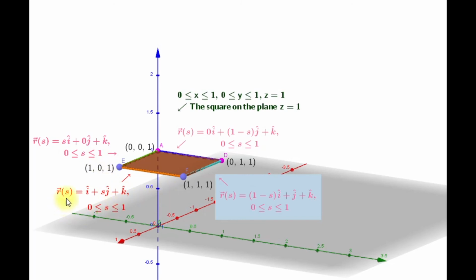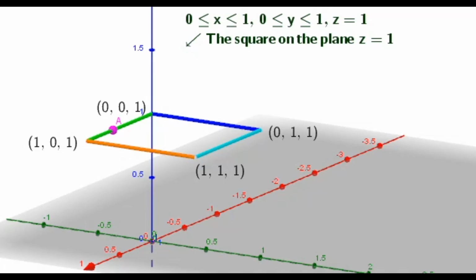Now what about this one? Here on this line segment, dr by ds is equal to 0 i plus 1 j plus 0 k. So dr by ds on this line segment is j. dr by ds on this line segment is negative i. dr by ds on this line segment is negative j. The orientation along the line segments is shown in the figure.